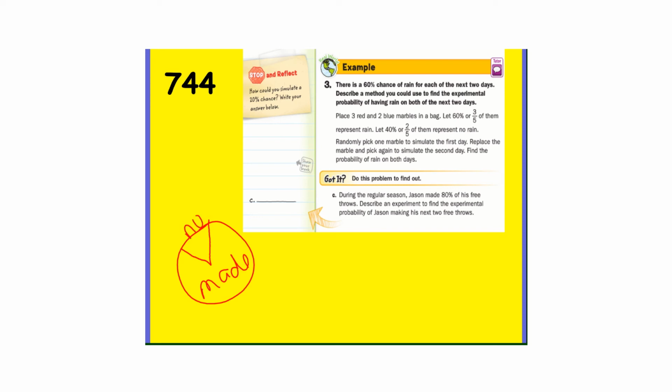And maybe you could have said 4 marbles in a bag that were blue, and the blue means he made it. And 1 red and said he didn't make it. Cards in a hat. As long as you're showing, though, you can show 80% somewhere that he made it, because he made 80% of his free throws.